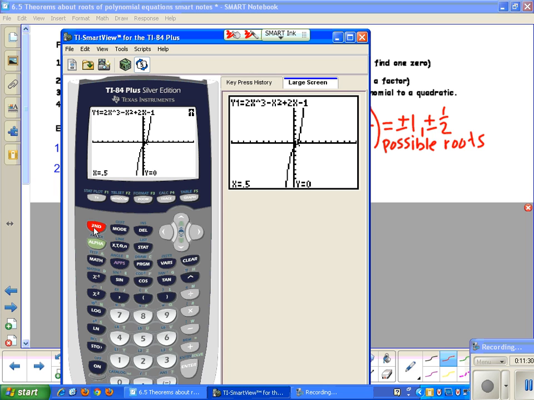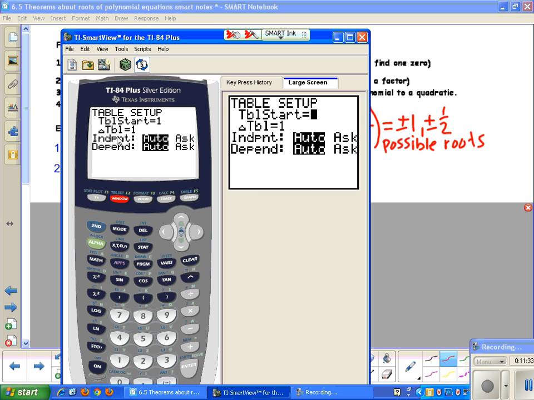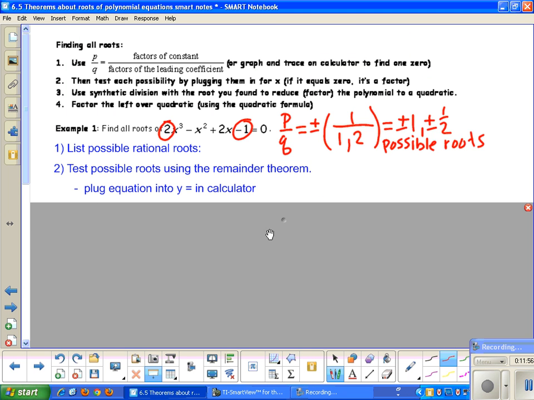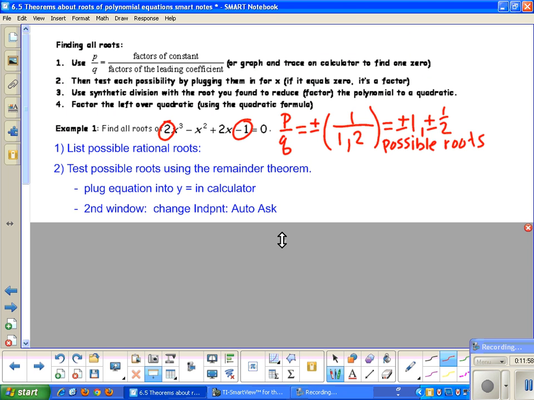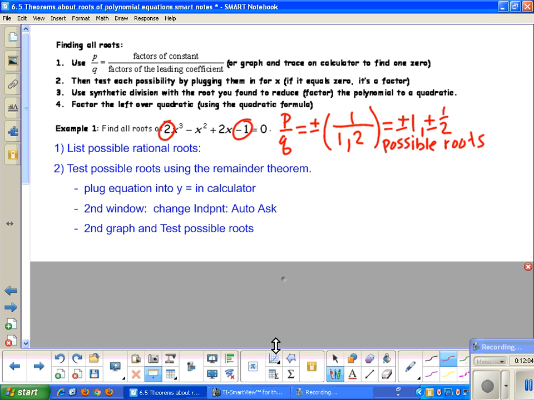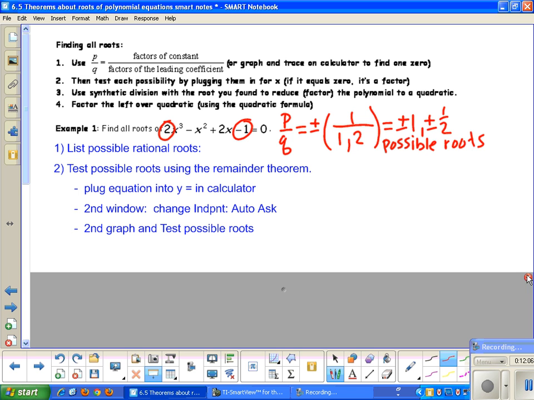There's another way we can also do this by going to second window. You can change this IND, which means independent. If you scroll down, change that to ask. Leave your dependent on auto always. Go to second graph. We can actually plug in the numbers that we want and it'll give us our y values. So the next part we're going to do, we just did the second window, changed independent from auto to ask, and then we're going to graph and test the possible roots. So what does it mean to test the possible rational roots?